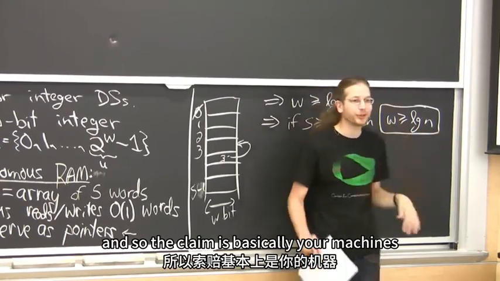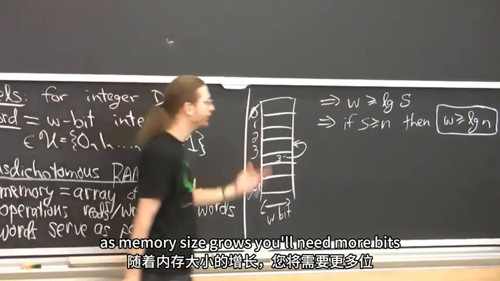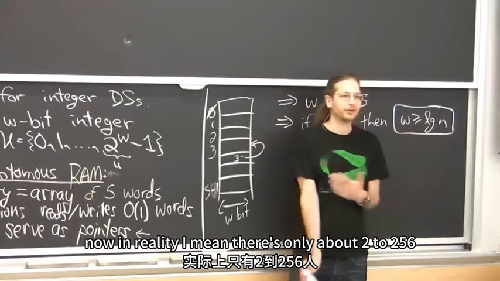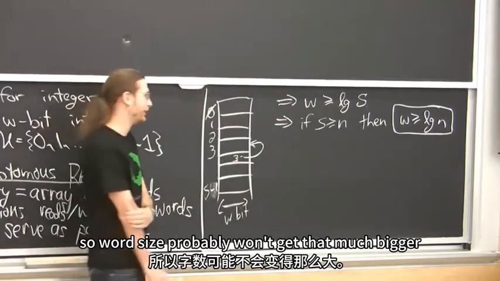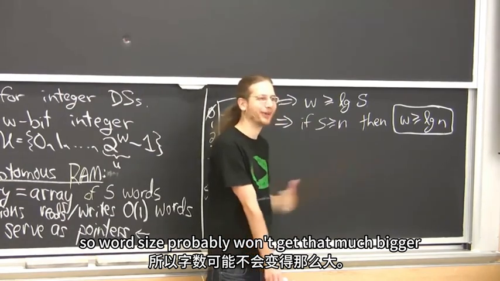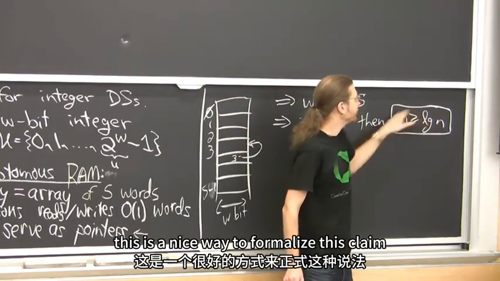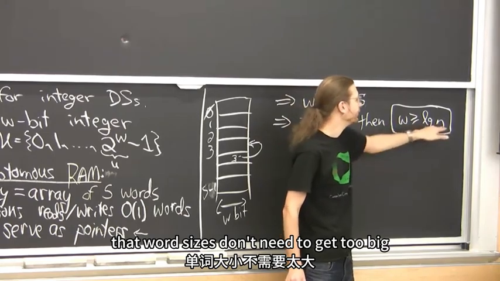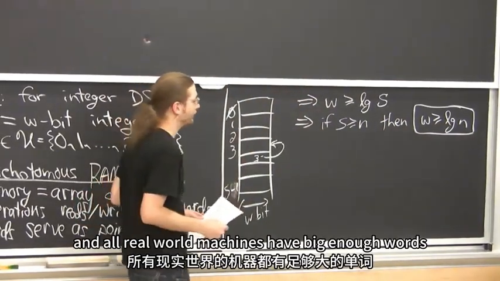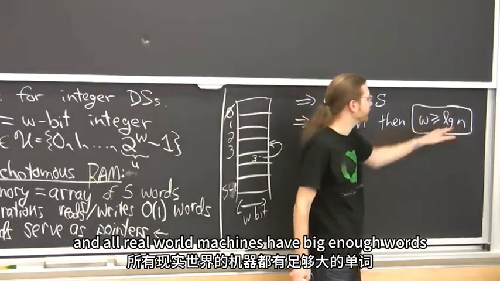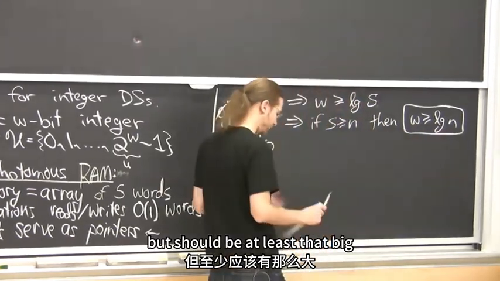And so the claim is basically your machines will grow to accommodate memory size. As memory size grows, you'll need more bits. Now, in reality, there's only about 2 to the 256 particles in the known universe. So word size probably won't get that much bigger. Beyond 256 should be okay. But theoretically, this is a nice way to formalize this claim that word sizes don't need to get too big unless memories get gigantic. So it may seem weird at first, but it's very natural. And all real-world machines have big enough words to accommodate that. Word size could be bigger, and that will give you essentially more parallelism. But it should be at least that big.